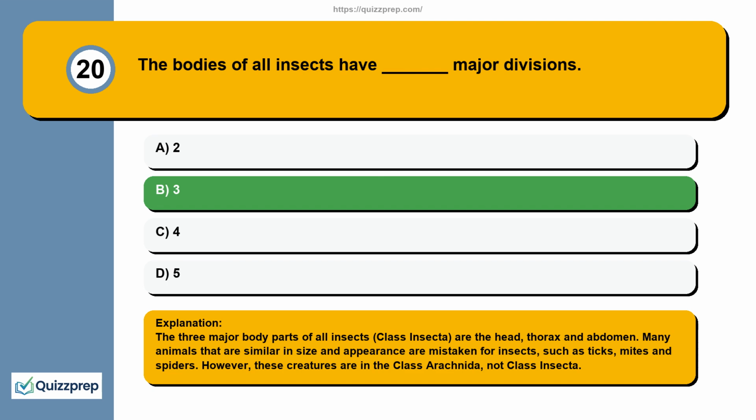The three major body parts of all insects, class Insecta, are the head, thorax, and abdomen. Many animals that are similar in size and appearance are mistaken for insects, such as ticks, mites, and spiders. However, these creatures are in the class Arachnida, not class Insecta.